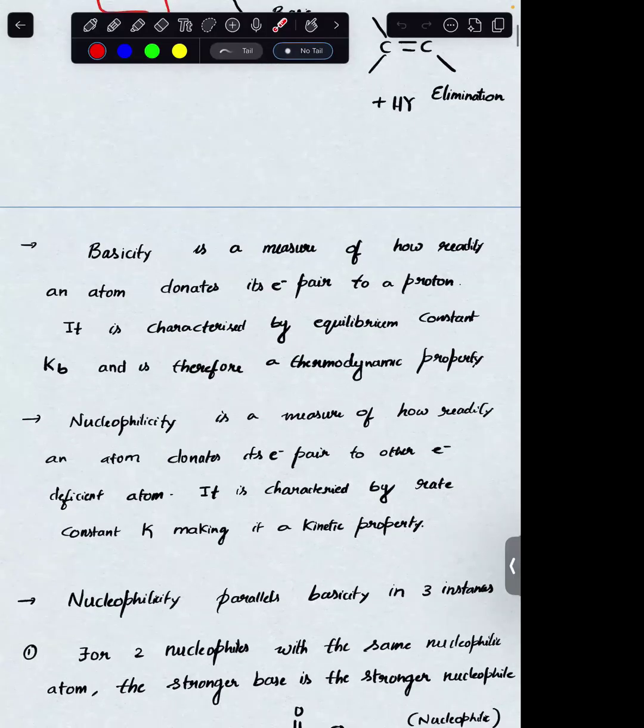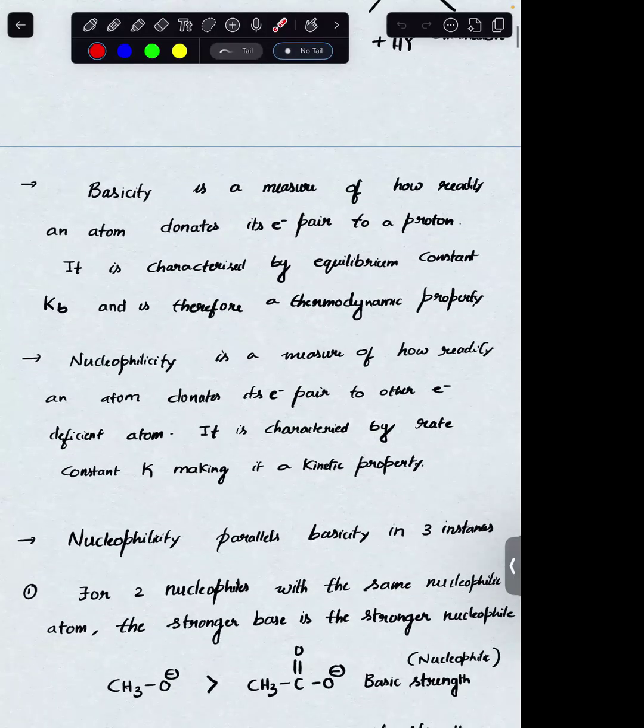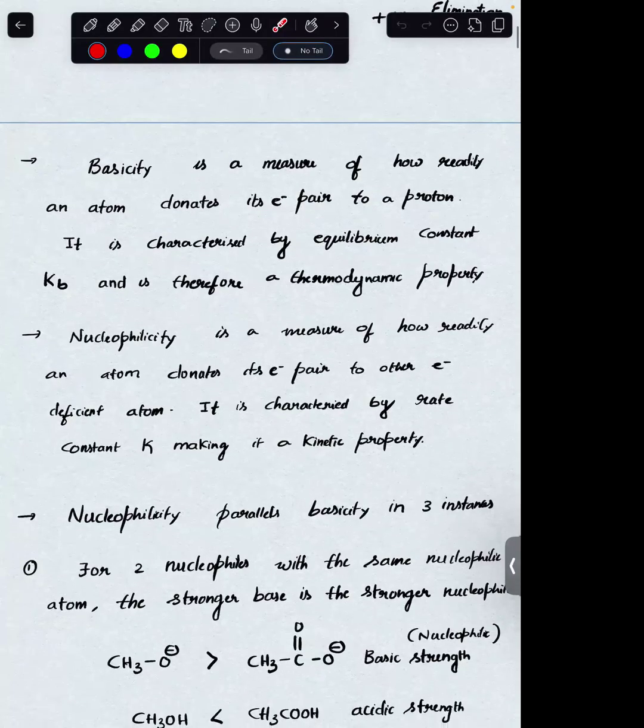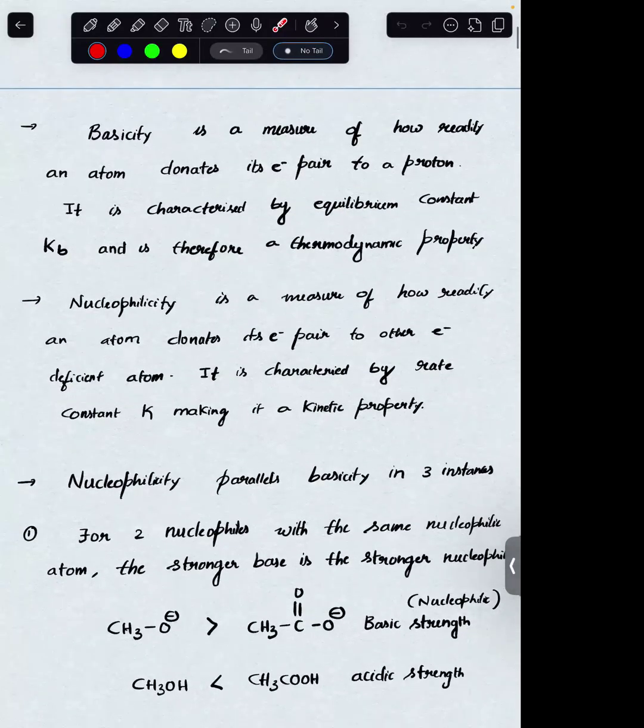So nucleophilicity parallels basicity in 3 instances. The first case: for 2 nucleophiles with the same nucleophilic atom, the stronger base is the stronger nucleophile. That is, if you compare the basic strength order, it will be equal to the nucleophilic strength order. Suppose let us take these two bases. You are taking alkoxide and carboxylate.